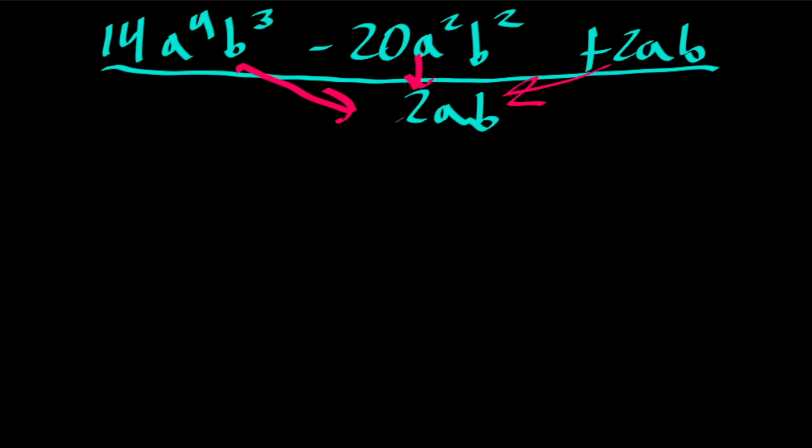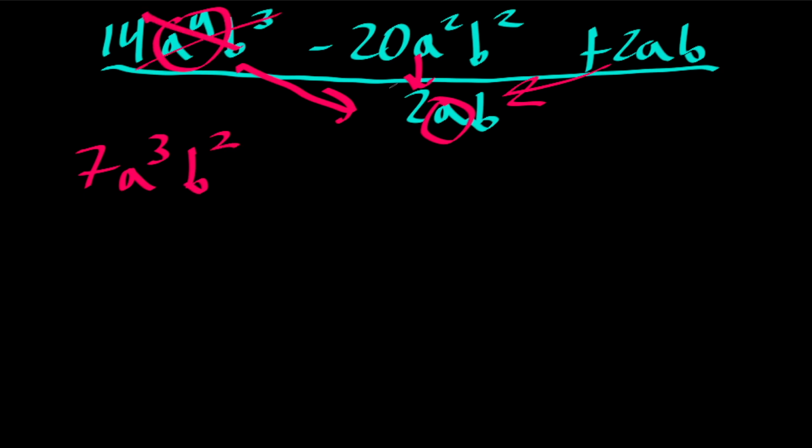So 14 divided by 2 is 7. Now, since we have an a and a b, I have to divide those separately. So first I'm going to do a to the fourth divided by a, which gives me a to the third. Then I'm going to do b to the third divided by b, which is going to give me b to the second. So that's all going to stay together. That's my first term.